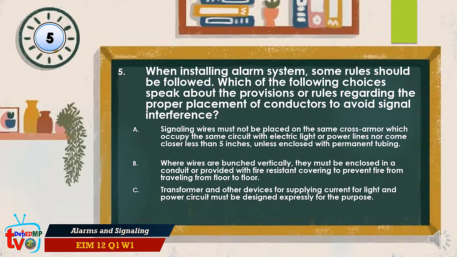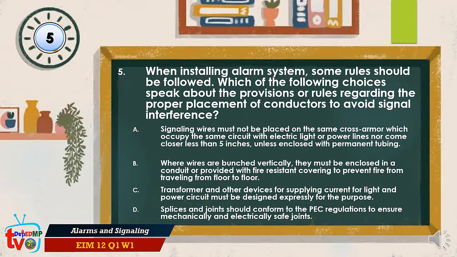Letter C. Transformer and other devices for supplying current for light and power circuit must be designed expressly for the purpose. And letter D. Splices and joints should conform to the PEC regulations to ensure mechanically and electrically safe joints.